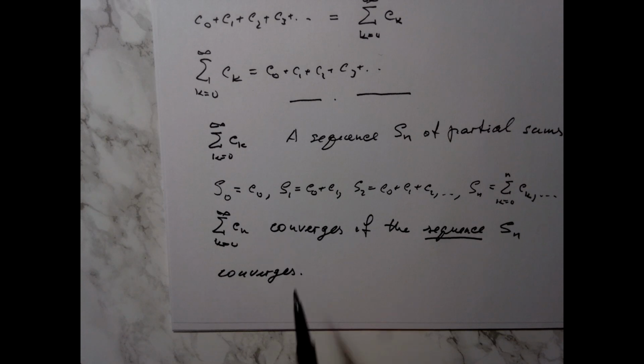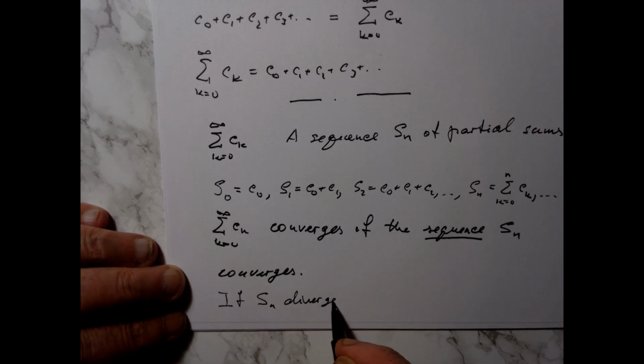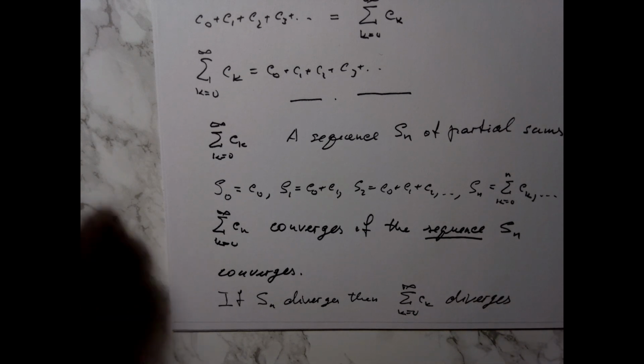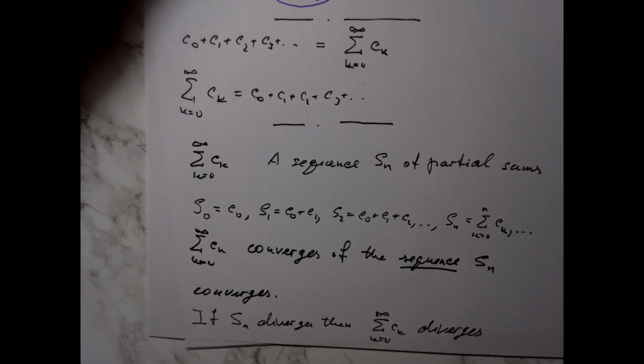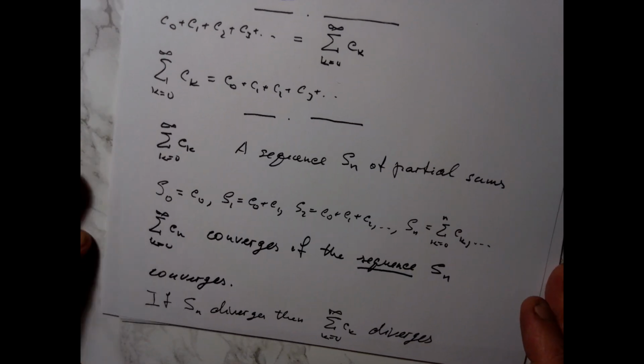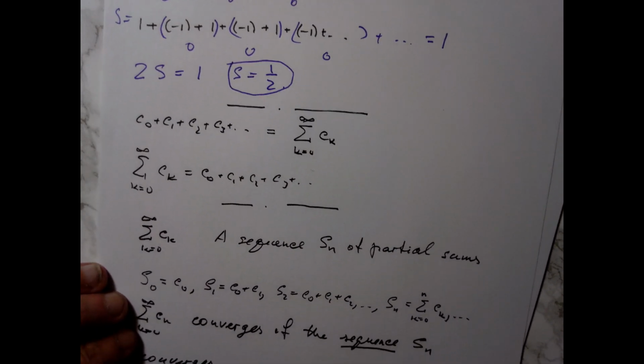So this is the definition of a convergent series, and one of two things may happen. If the sequence Sn diverges, then we say that the series sum of Ck, k from 0 to infinity, diverges, and that's the end of the story. There is nothing more to say. We're not going to deal with it anymore. As you will see later on, in particular those series that I showed you before are going to be divergent series.